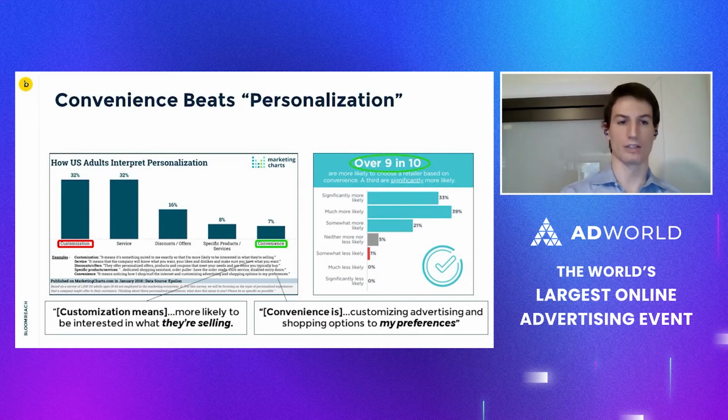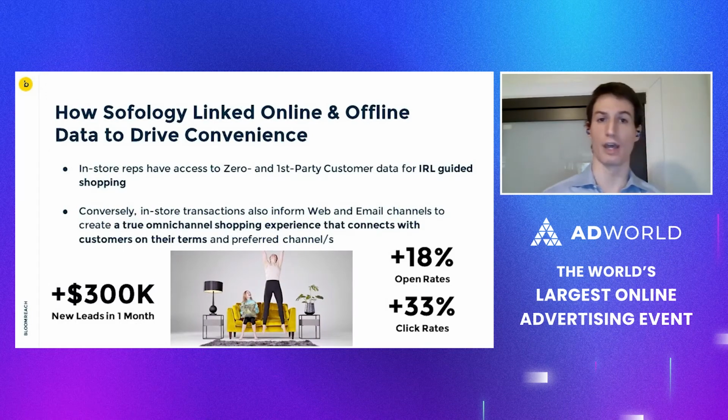So convenience is the type of personalization that we really want to drive. And quickly, I want to give an example of a brand that does this very well, a company called Sofology in the UK. They were recently acquired by DFS. It's a holding company of the largest furniture companies in the UK and Europe. And they link online and offline data in a very cool way to drive convenient customer experiences.